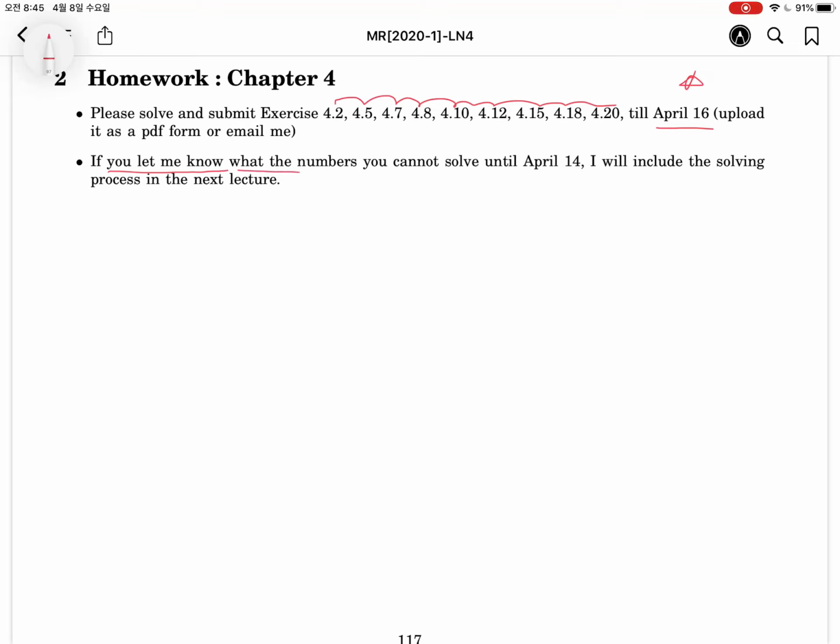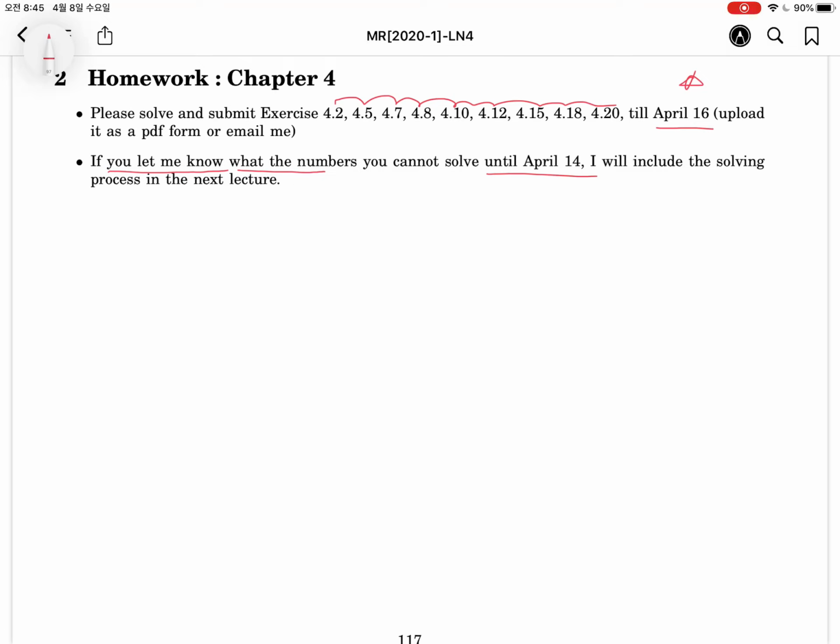One more thing. If you have some questions about this exercise, then let me know. I will try to present a solving procedure if you give them to me by April 14th, next Tuesday. I'll try to show how to solve it next time. One more thing, next Thursday we will have a real-time lecture.